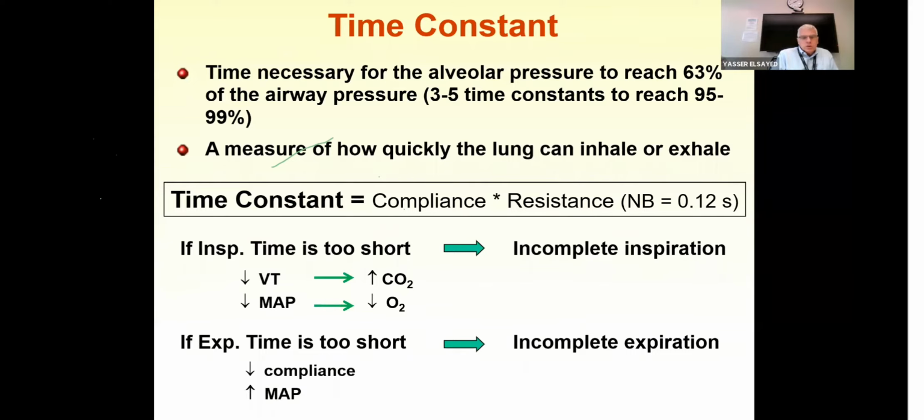When your expiratory time is too short, you end up with an incomplete expiration. In that case, you end up with two issues. Your compliance will go down and your mean airway pressure will go up. And also you have increased dead space. That will create mostly problems with CO2, so hypercapnia and decreased cardiac output because you have air trapping and hyperinflation. But because your mean airway pressure goes up, usually the oxygenation is not an issue.